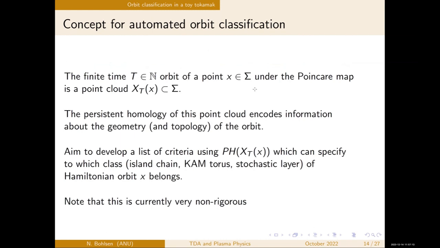The concept then for automated point classification is you take a point, run its orbit for some amount of time. That gives me a cloud of points on the Poincare section. I then compute the homology of this point cloud as a Vietoris-Rips homology. I then want to work out a family of criteria based on that homology that will let me answer the question of how many connected components am I, how many holes are in me, so that I can work out exactly which type of field line I'm looking at. Up to some dodginess. Note that this is currently very non-rigorous.